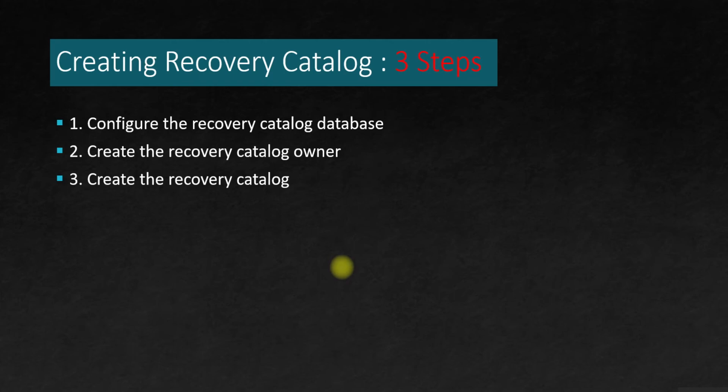Usually when you see in a big environment, including insurance and banking infrastructure, you will see that there will be a separate, completely separate database for the recovery catalog. So that has to be configured, a single instance or RAC, whatever you want to configure, but it will be a complete database which will house the recovery catalog, a repository for RMAN. Second, you need to create a recovery catalog owner which will own all this information, and then we will create a recovery catalog.